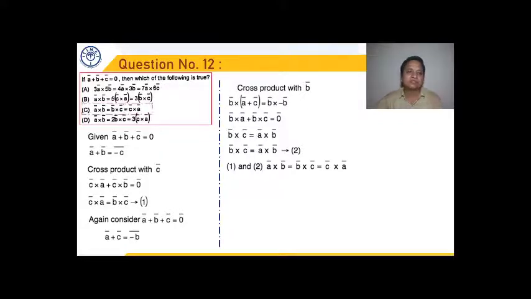If we carefully look at the choices, the same is given in choice C. So our answer comes out to be choice C as the answer. I hope this is clear.